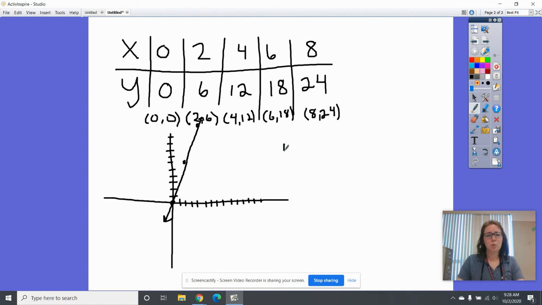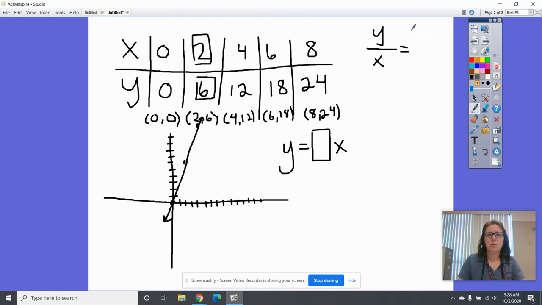Well, we know because it's proportional, it's going to be y equals some number, which happens to be our constant of proportionality, times x. There are multiple ways to find that number. You could use the table and do your fraction y over x. So if we do y divided by x, I'm going to do 6 divided by 2. So 6 divided by 2, that equals 3. And we can check all of them. Remember, if the table is proportional, they all should be 3.